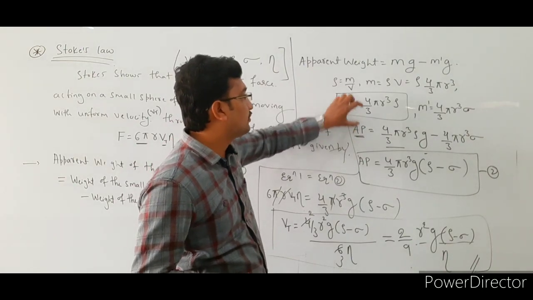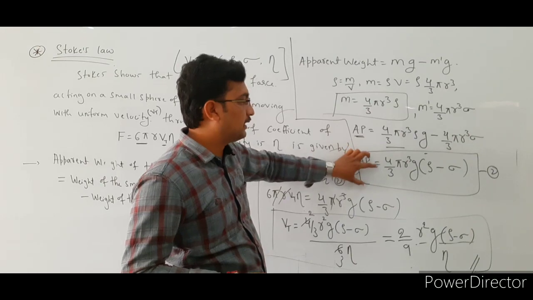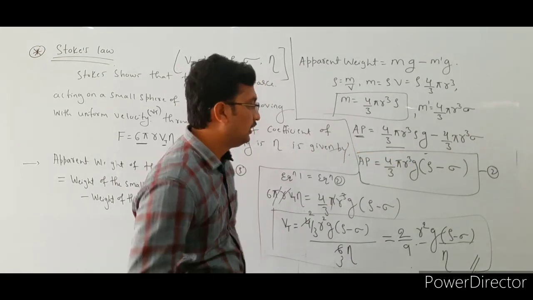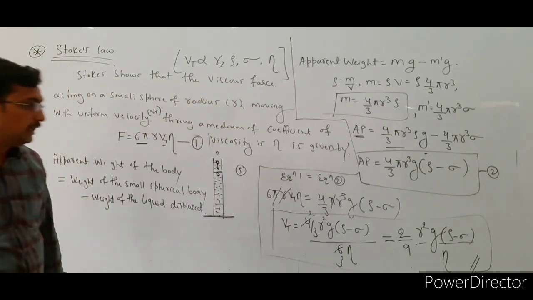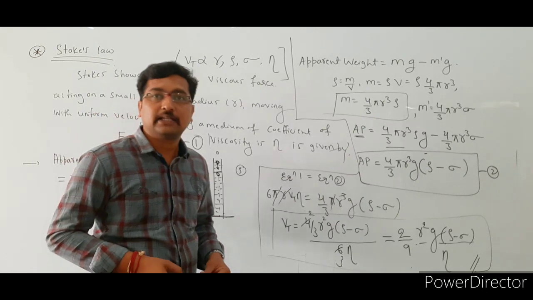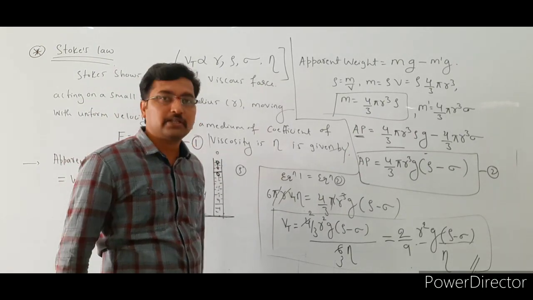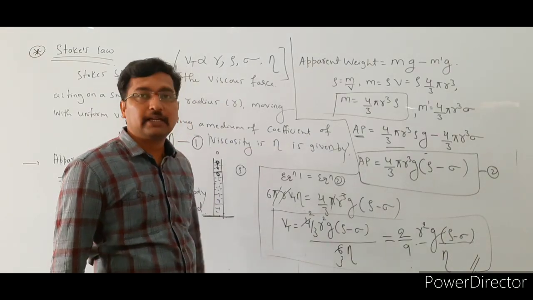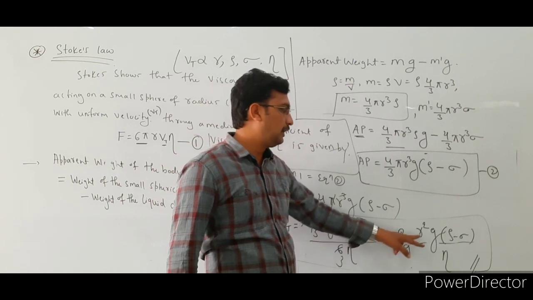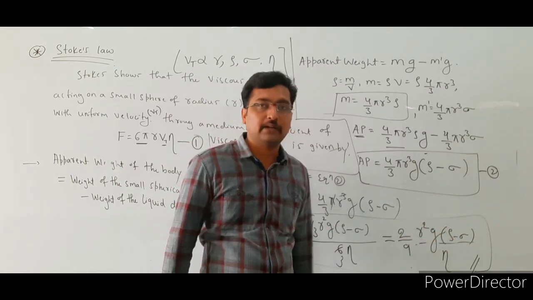Substituting these two values in this equation, the apparent weight of the body is equal to 4 by 3 pi r cube into g, bracket of rho minus sigma. Here the condition is that the viscous force is balanced by the apparent weight, then only that body attains the terminal velocity. So we are equating equation number 1 and equation number 2. Simplifying, we get the final expression: v suffix t is equal to 2 by 9 r square into g, bracket of rho minus sigma, whole divided by eta.